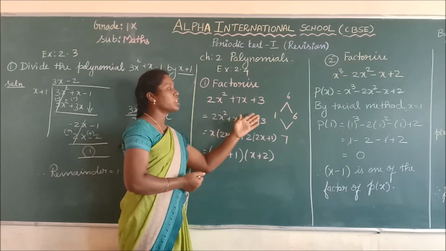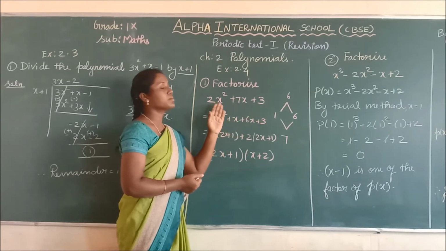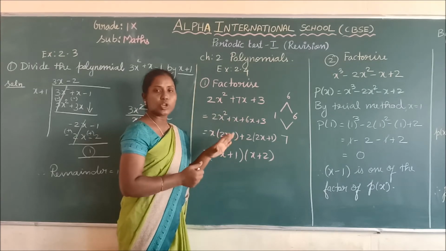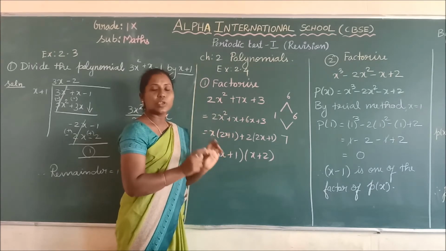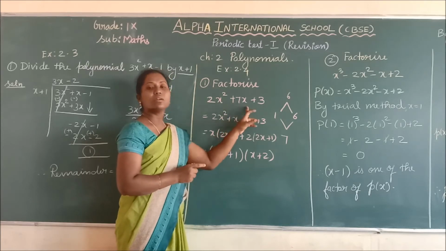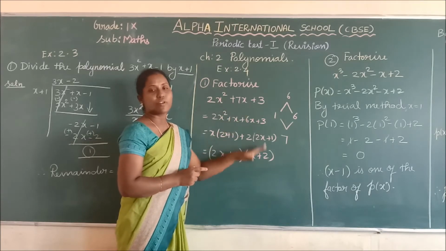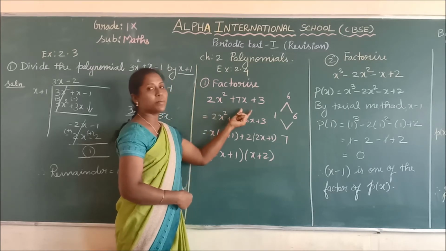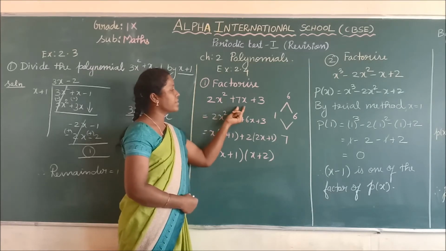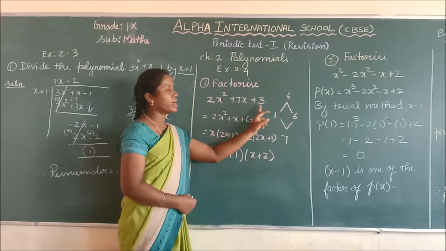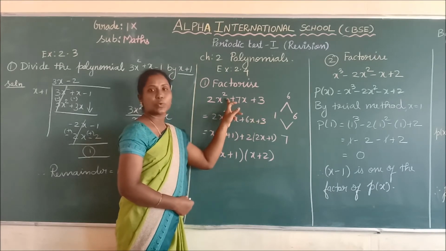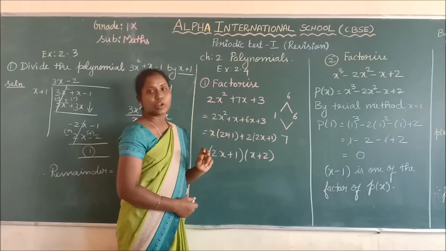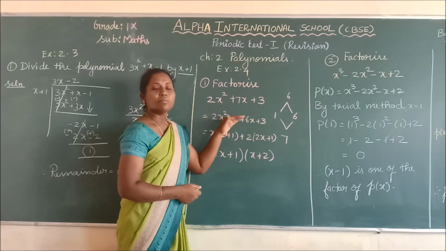Whatever quadratic polynomial is given, use the method of splitting the middle term. If a quadratic polynomial is given for factorization, use the method of splitting the middle term. It is a quadratic polynomial because of degree 2. We have to find the factors of this quadratic polynomial by splitting the middle term.